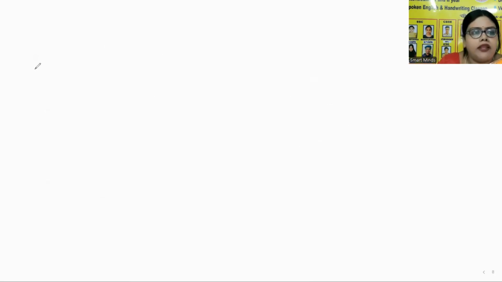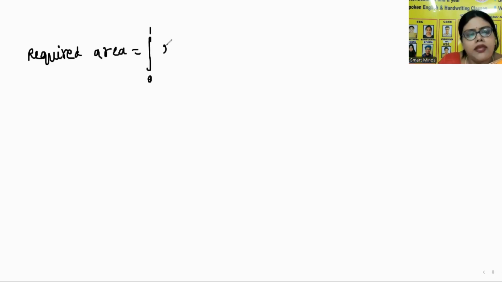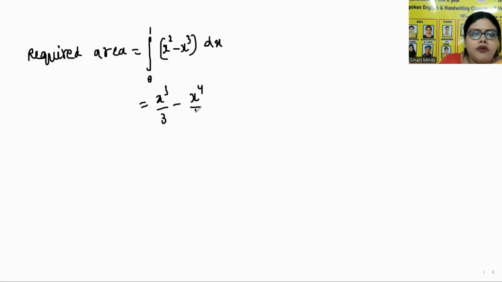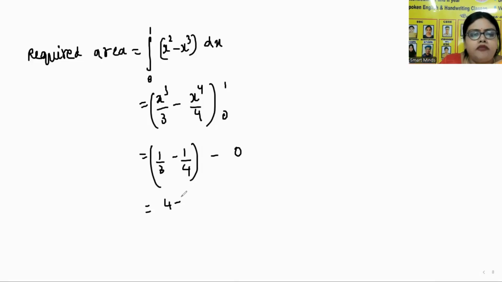So what is the required area now? Required area is integral 0 to 1 x square minus x cube dx. So that is x cube by 3 minus x power 4 by 4 from 0 to 1. If you substitute 1, you will get 1 by 3 minus 1 by 4. Minus, if you substitute 0, you will get 0. So if you take LCM, 4 minus 3 by 12. That is 1 by 12 square units.